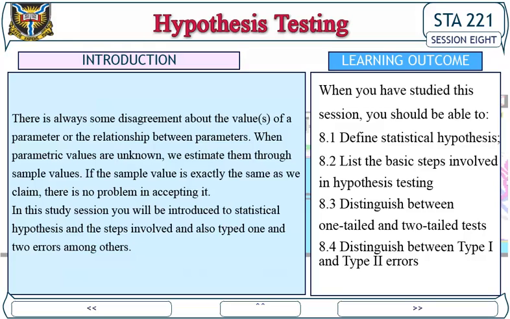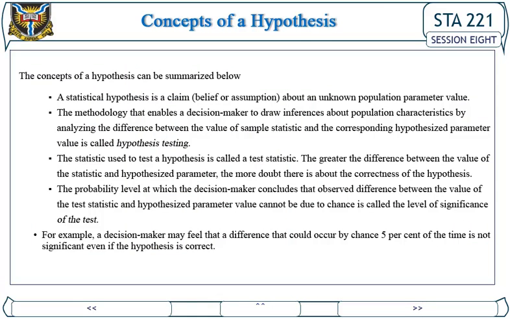In this study session, you will be introduced to statistical hypotheses and the steps involved, and also type 1 and 2 errors among others. Learning outcomes for study section 8. When you have studied this session, you should be able to define statistical hypotheses, list the basic steps involved in hypothesis testing, distinguish between one-tailed and two-tailed test, distinguish between type 1 and type 2 errors.